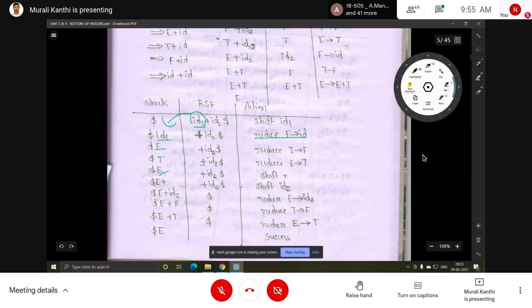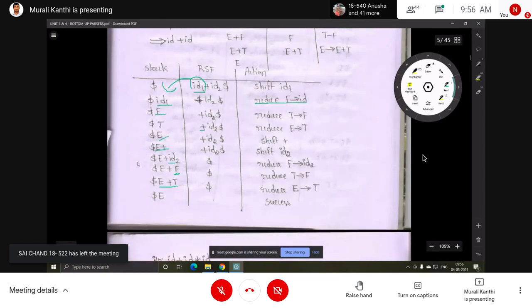E plus: there is no handle with this, so again shift the next symbol. The next symbol is id, and id is shifted. Is E plus id a handle? We don't have that kind of handle. But id is a handle, so id is reduced by f. Again f is reduced by t. Again we have a handle: E plus t is a handle, so this can be reduced by e.